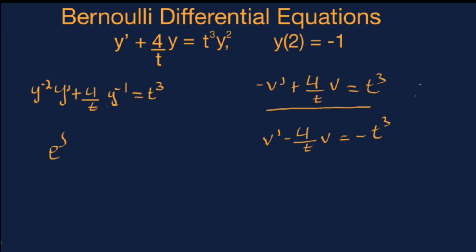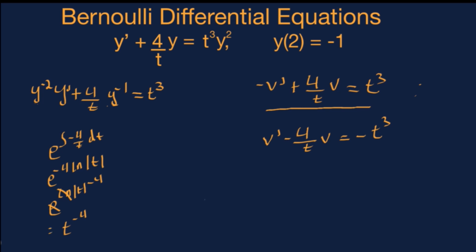raised to the power of the integral of -4 over t dt, which of course is e to the -4 times the natural log of the absolute value of t, which can be rewritten as e to the natural log of the absolute value of t raised to -4. And the natural log and e cancel out, so the integrating factor is t to the -4.